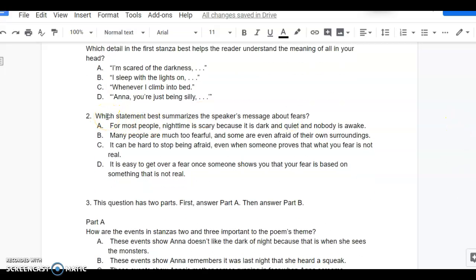Number 2, which statement best summarizes the speaker's message about fears? A, for most people, nighttime is scary because it is dark and quiet and nobody is awake. B, for most people, many people are much too fearful, and some are even afraid of their own surroundings. C, it can be hard to stop being afraid even when someone proves that what you fear is not real. D, it is easy to get over a fear once someone shows you that your fear is based on something that is not real. So I would think of the whole poem, but I would also think about those last two lines.